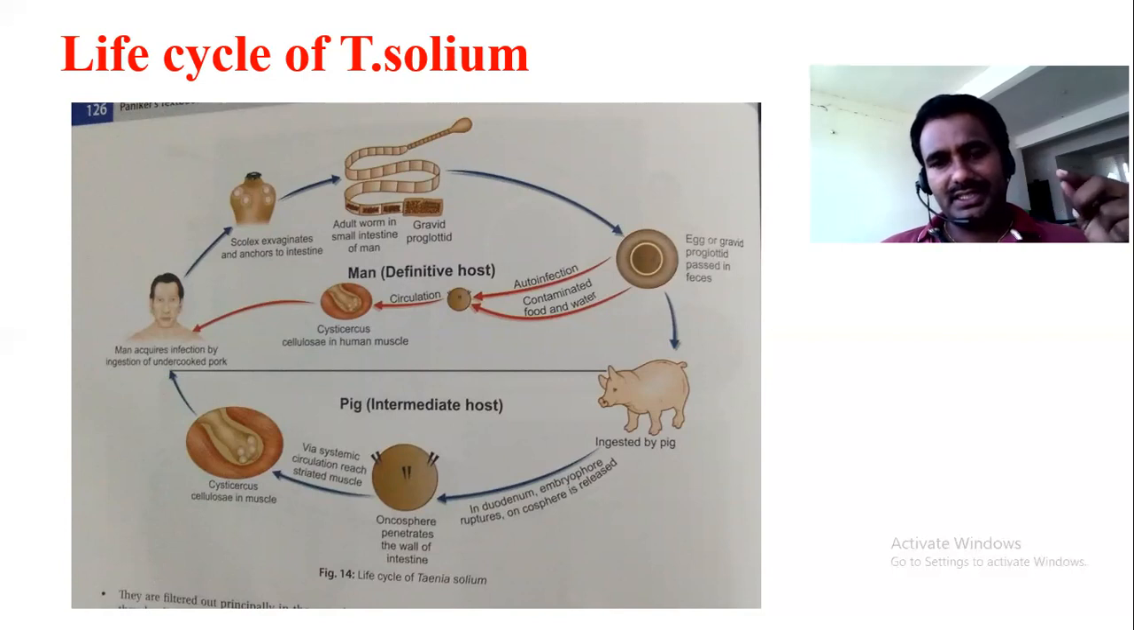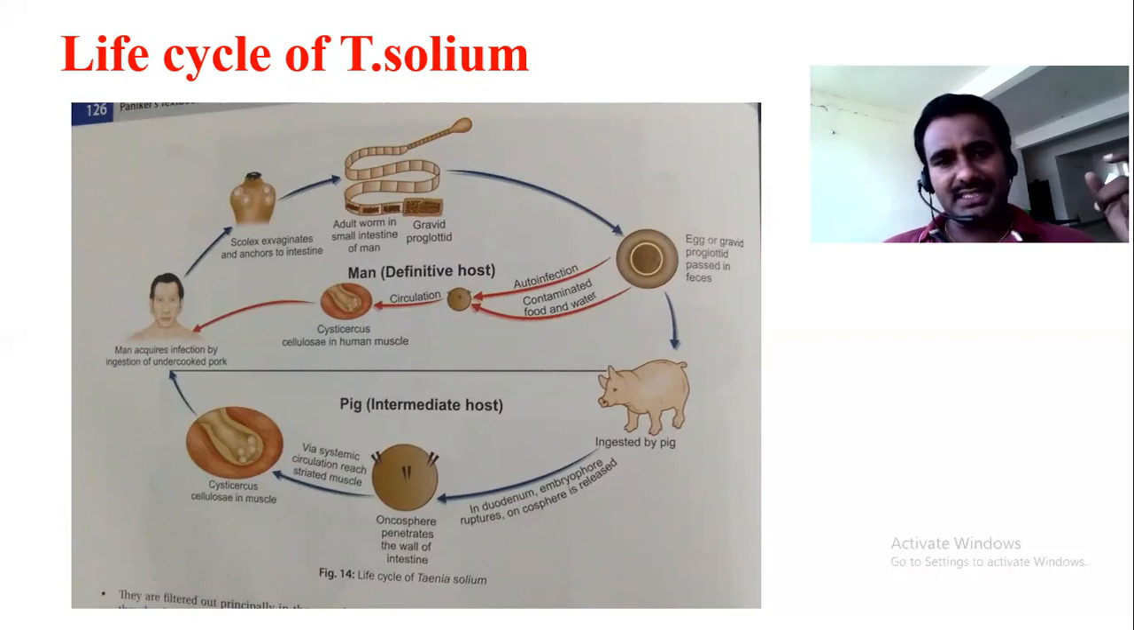Again, the next thing is that the eggs are released into the environment. These eggs are taken by the pigs. In the duodenum, the embryophore ruptures and the oncosphere is released. These oncospheres attach to the intestine and enter into the circulation, the lymphatic circulation or the mesenteric venules. It reaches the different muscles, where it forms the cysticercus cellulosae in muscle.